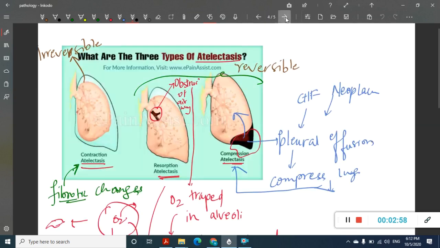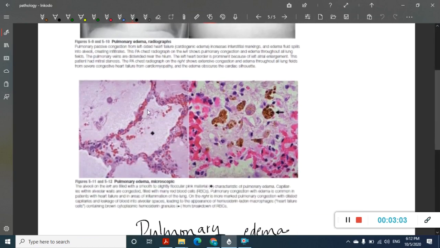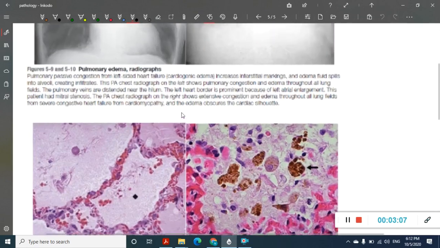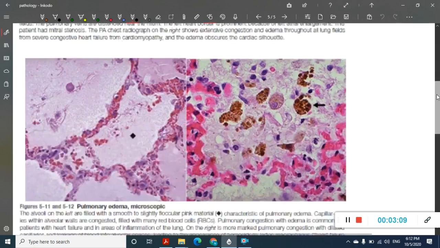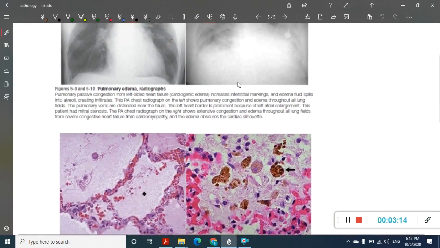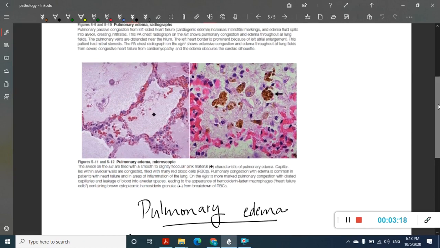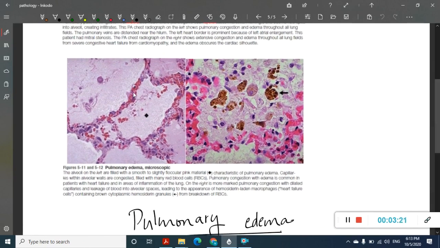In pulmonary edema, the alveoli is filled with fluid. See, here there is some fluid which has accumulated. It's not clear, right? Let me zoom it so it becomes clear. Now it's fine. Here if you see the alveoli, these alveoli are now filled with some pink material. What is this pink material? It's obviously fluid.